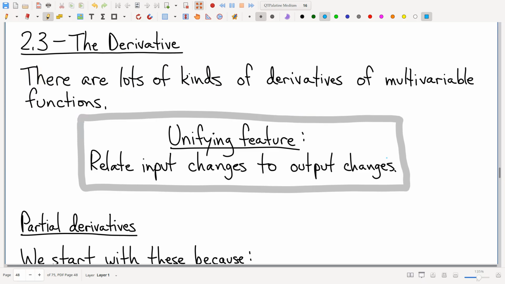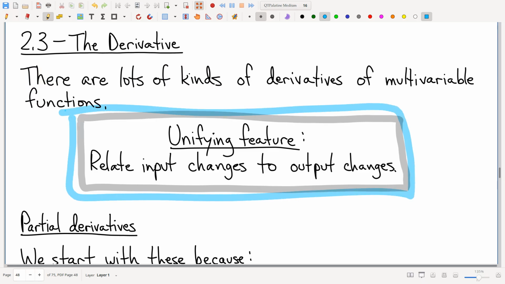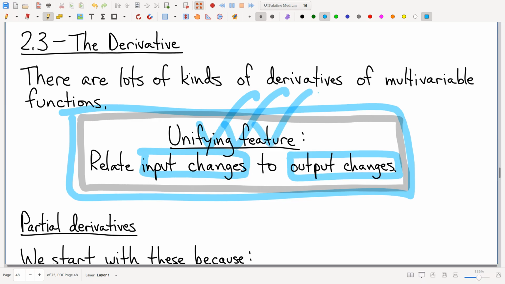Okay. They all have a common feature, though. In their different ways, they all relate input changes to output changes. I think this is a really great way to think about what they all have in common. Why do we call different constructions by the same name, derivative, if they're different? It's because of this unifying feature. They all, in their different ways, relate input changes to output changes. Is that cool? Everybody on board so far?